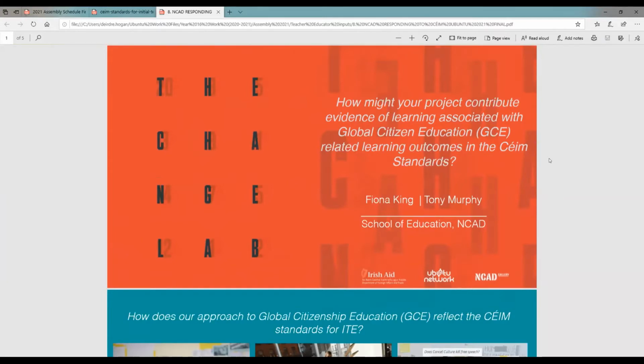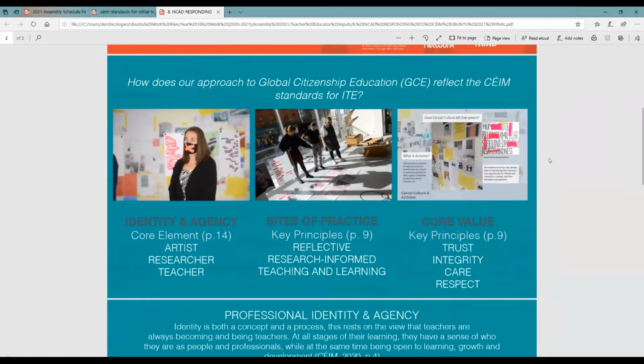So what we've done is we've focused on three specific areas in which NCAD considers and implements the CAME standards in alignment with the Global Citizenship Education Programme. And this would be through our design and delivery of the Change Lab. So if we can just go to the next slide there.